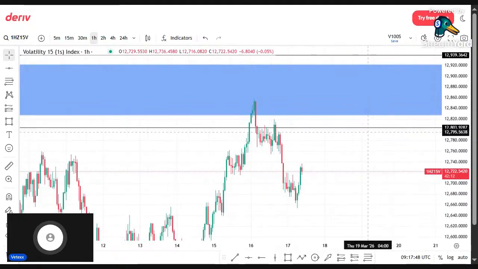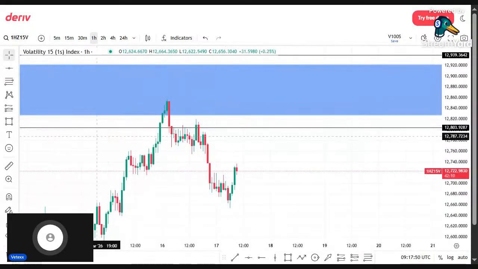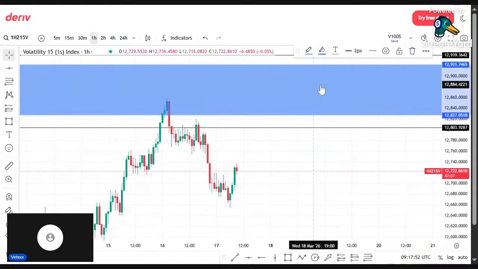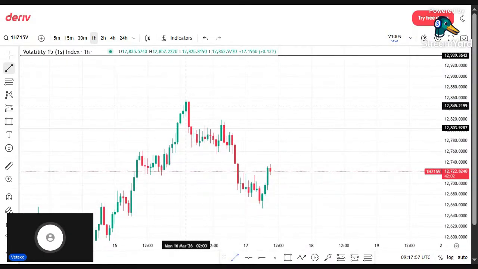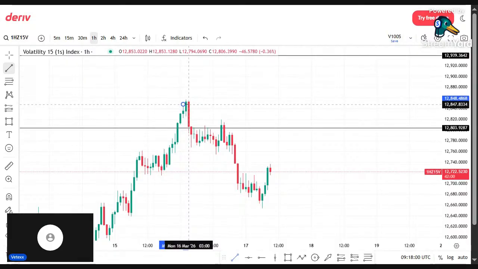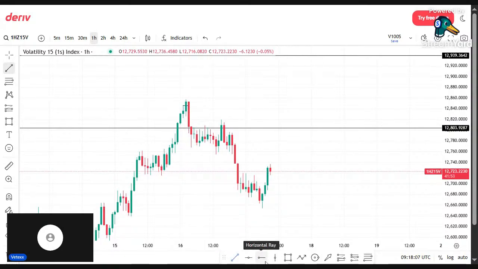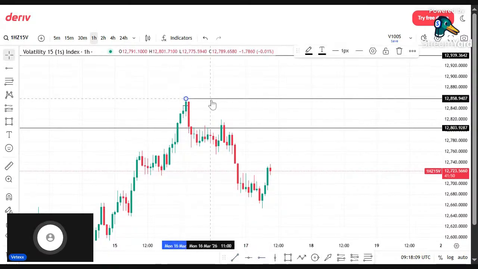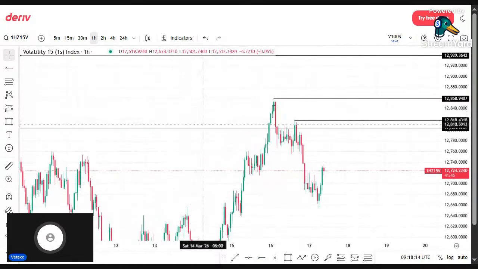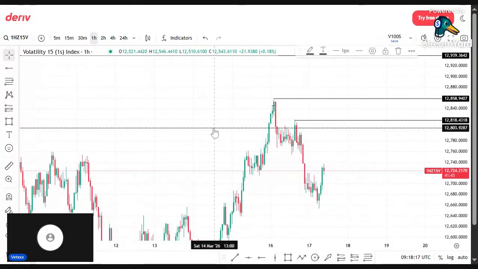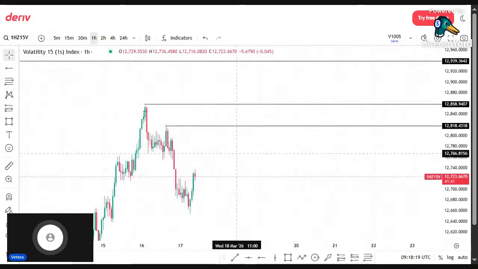So V15 index on the 1-hour time frame, do we see the continuation setup? Let me take this out. So you can see we have a sweep right here. We have our protected high here, and then we have a structural liquidity here. Okay, so this serves as our continuation on the 1-hour time frame. So what are we anticipating the price to do? The price to come into this point of interest.